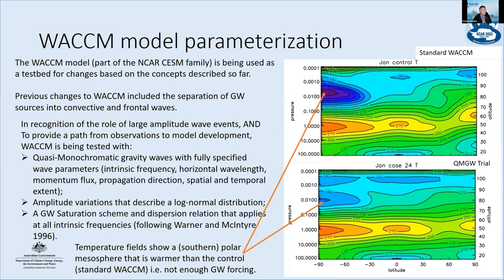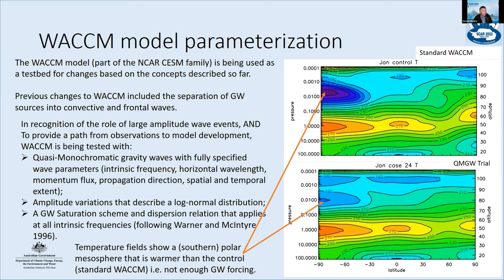So the Wacom model, which is the one that I've been working on with Ann Smith, we can use as a testbed for some of the changes that I've described relating to the concepts that I've just described. Previous changes have separated the wave sources, but what I've done recently, in recognition of the role that large amplitude wave events play, but also to provide a clear path from observations to model development, I've been testing Wacom with quasi-monochromatic gravity waves with fully specified wave parameters as sources.